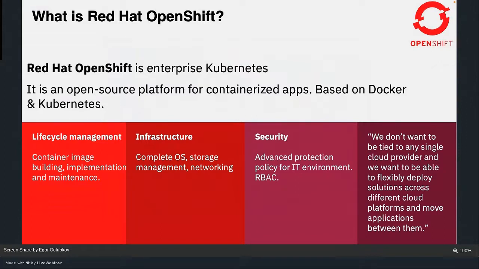And then on the right side, there is a quotation of one of the customers of OpenShift, who said that they decided on OpenShift because they didn't want to be tied to any single cloud provider. So this is what OpenShift gives you: flexibility in which services you want to use, and all of them can be installed on OpenShift independently of one cloud provider. So OpenShift gives you flexibility, and to remember, it's also based on open source technology. This is why it gives you a lot of choices.